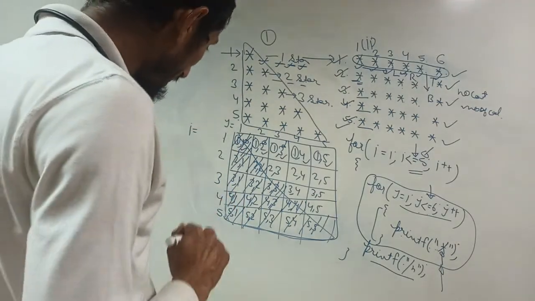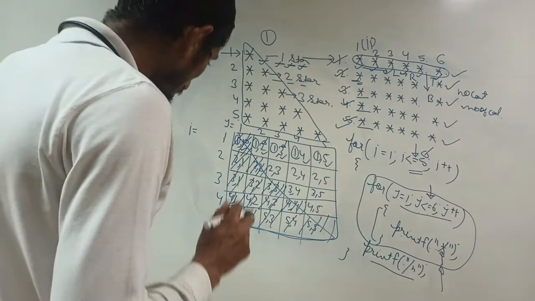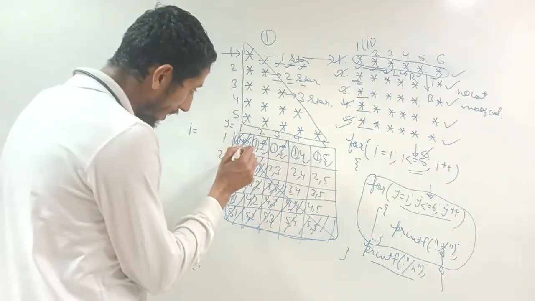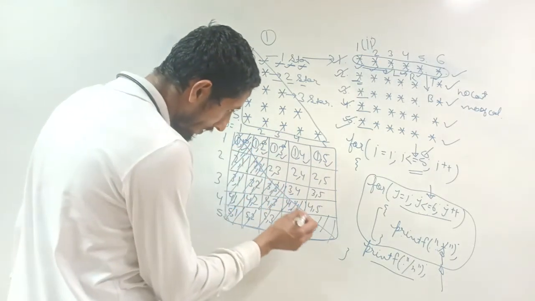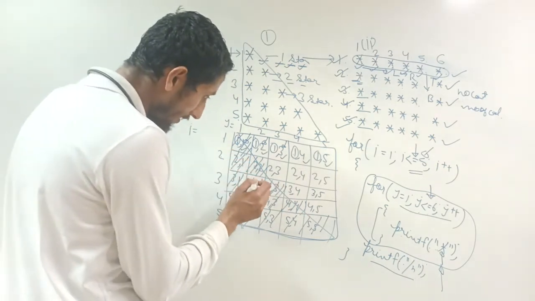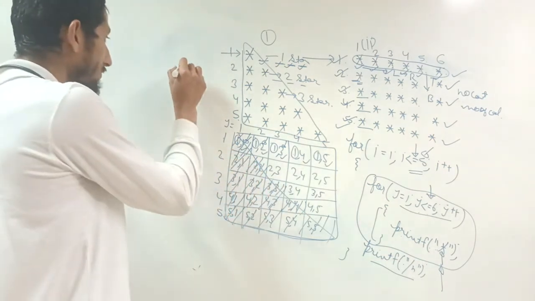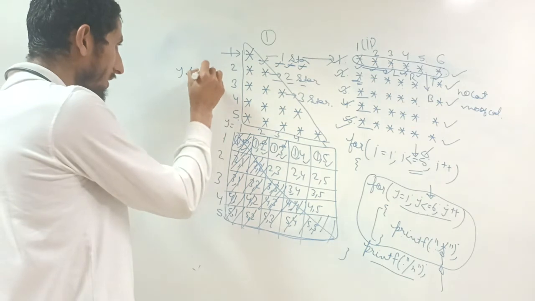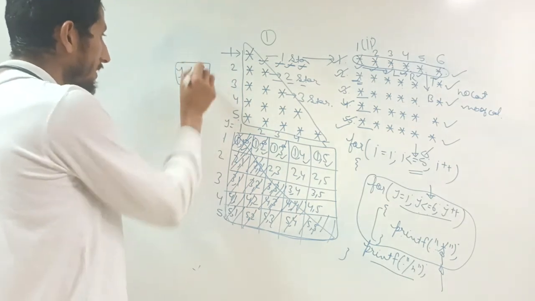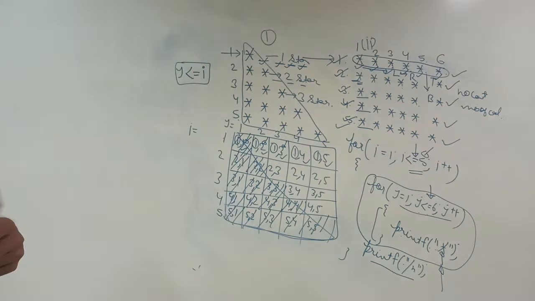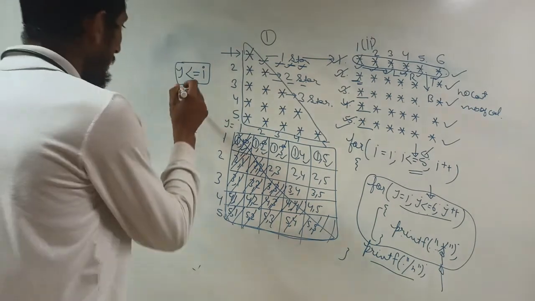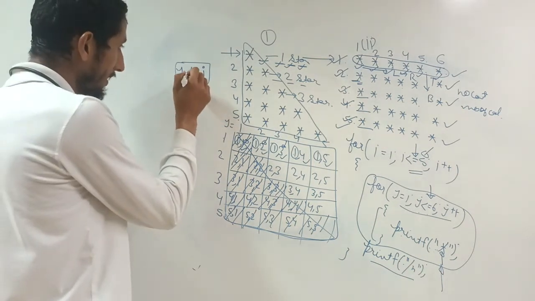So what is the identity for those places? If you look closely at the value of I and the value of j, there is a relation. The value of j is less than or equal to I. Are you following this one? That is a diagonal condition.